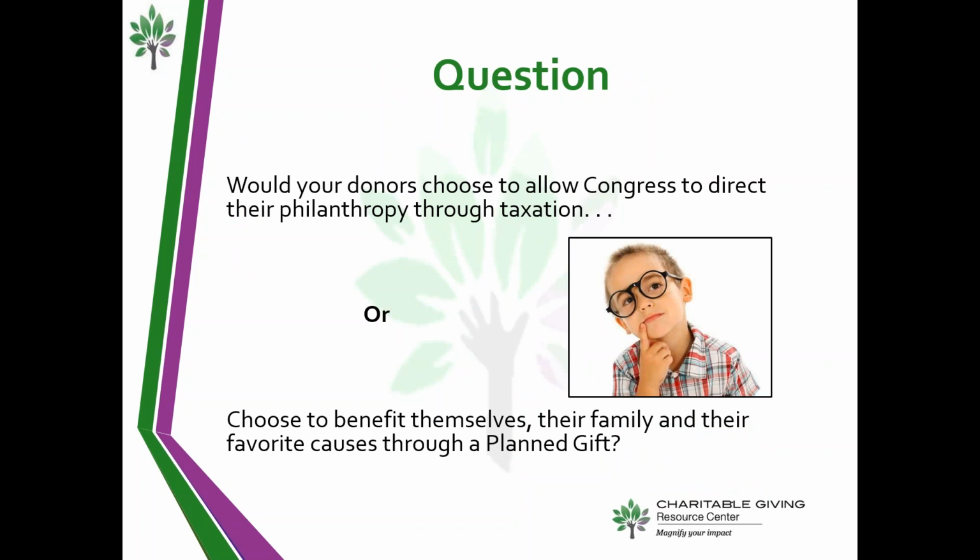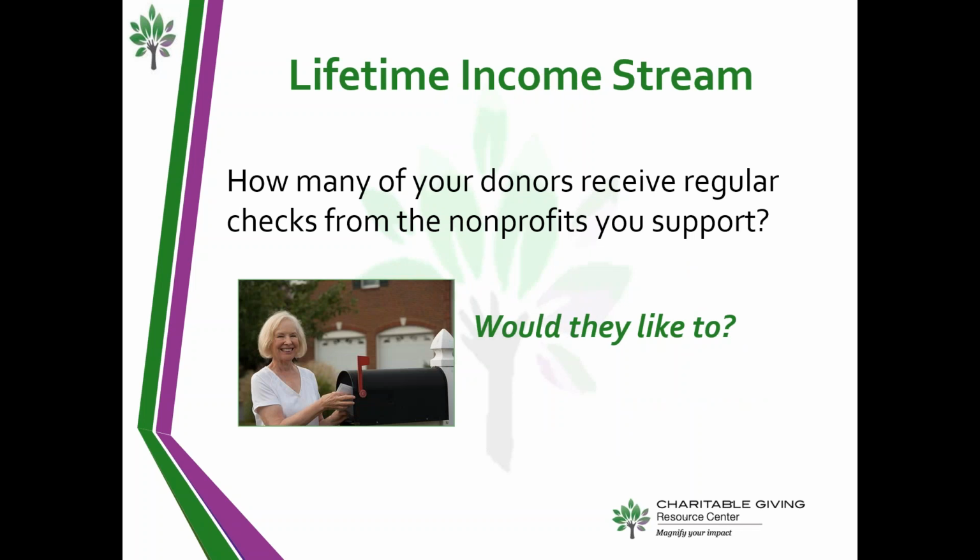But I have a question for you. Would your donors choose to allow Congress to direct their philanthropy through taxation? We call those involuntary philanthropists. Or would you rather have them choose to benefit themselves, their family, and their favorite causes through a planned gift? I think we know what the answer would be. It's just so amazing to me that many donors don't know that they have a choice. So we're on this quest to educate the public on the benefits of planned giving for themselves, their family, and their favorite causes.